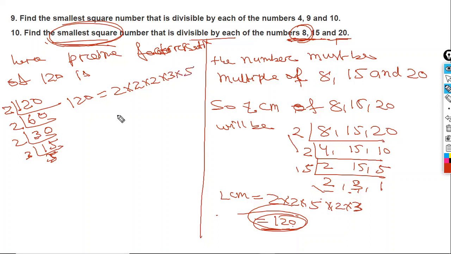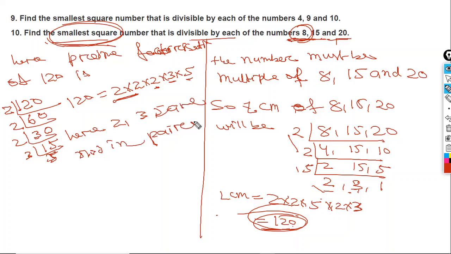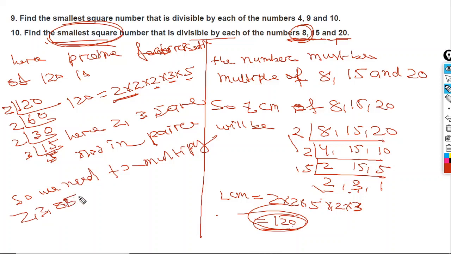Now you see which numbers are in pair. This 2 is in pair. Now another 2, this is not in pair. 3 and 5, they are not in pair. Therefore here 2, 3, 5 are not in pair. So we need to multiply 2, 3 and 5 with what? With 120.